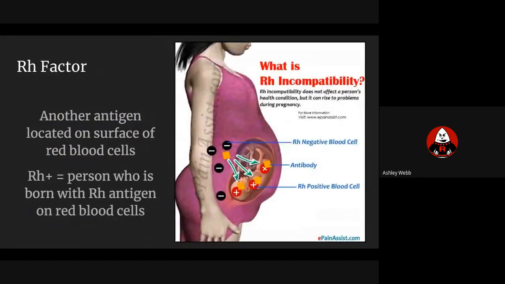Another important factor that's part of blood typing is the Rh factor. It doesn't really affect a person's health until they are pregnant. Rh factor is another antigen that's located on the surface of the erythrocytes. A person that is Rh positive has that Rh antigen on their red blood cells. This picture on the right shows what can happen if a woman is Rh negative, so she does not have the Rh antigen on her erythrocytes, and she conceives an Rh positive baby.